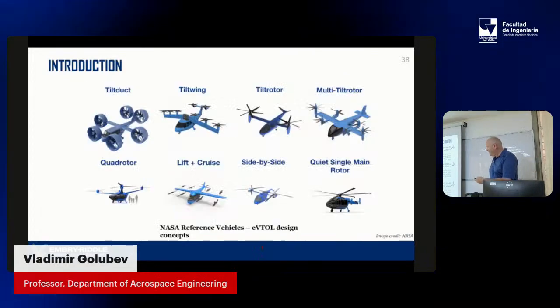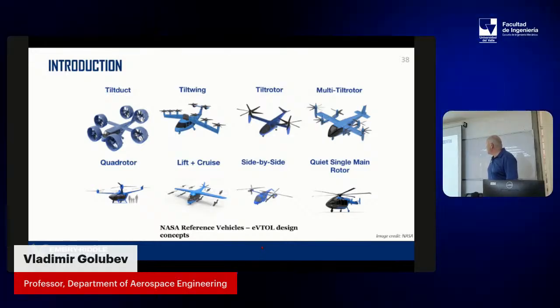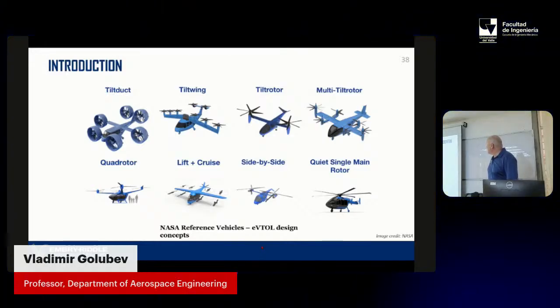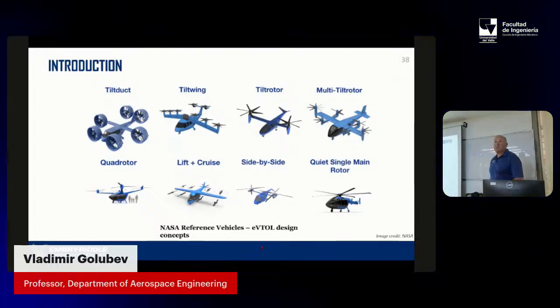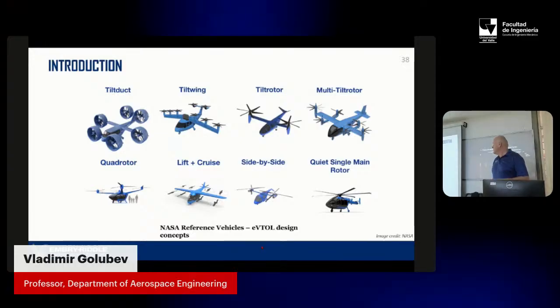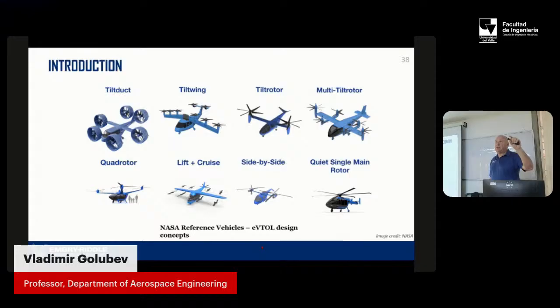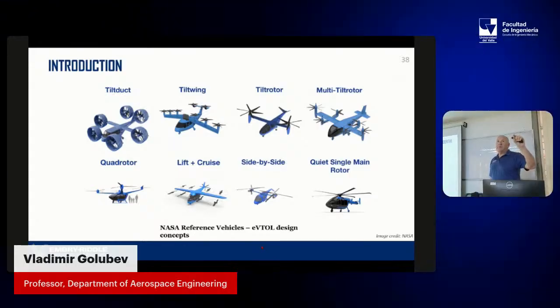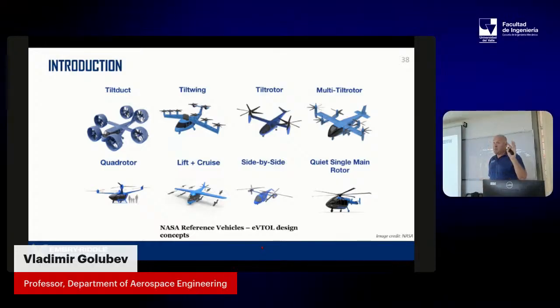So this is some of the concept vehicles NASA offered, like field prototypes. All these designs were produced in the original work by NASA about 10 years ago, where they developed a technical memorandum on the challenges for UAM, urban air mobility. And they talk about the concepts which they proposed just as benchmarks.